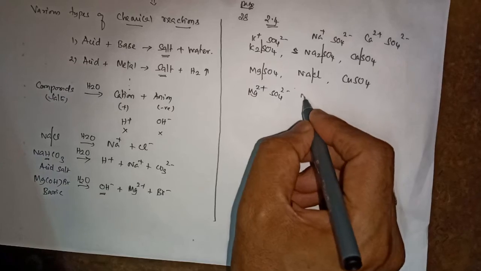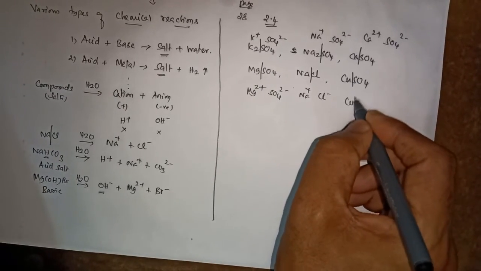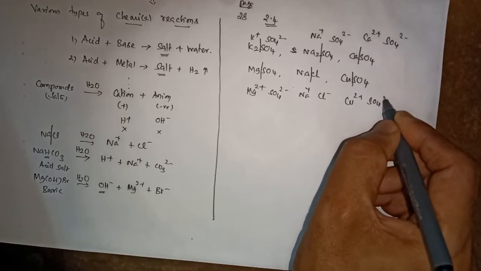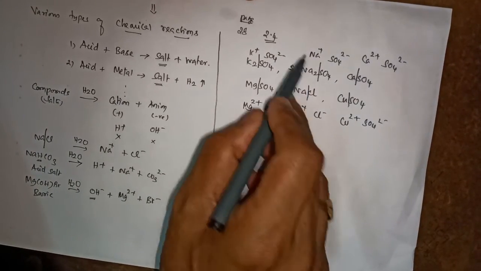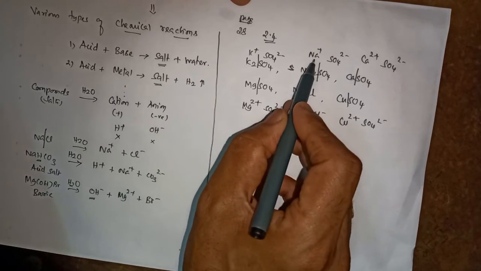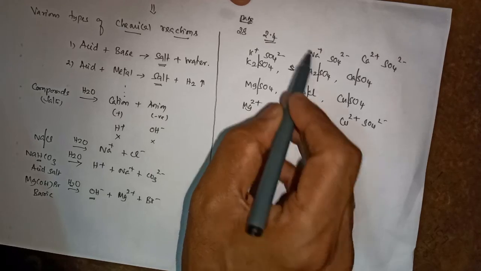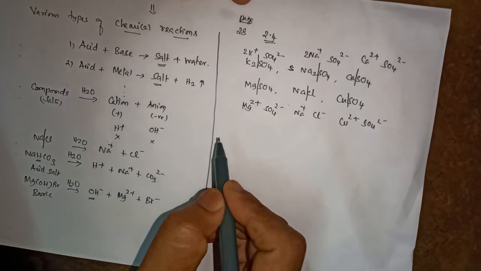Sodium chloride gives Na plus and Cl minus. Copper sulfate gives copper 2 plus and SO4 2 minus. Don't think 2 sodium ions are there, but I have written Na plus. When it dissociates, it gives Na plus. But if you want, you can write 2 Na plus here. If you want, you can write 2 K plus.